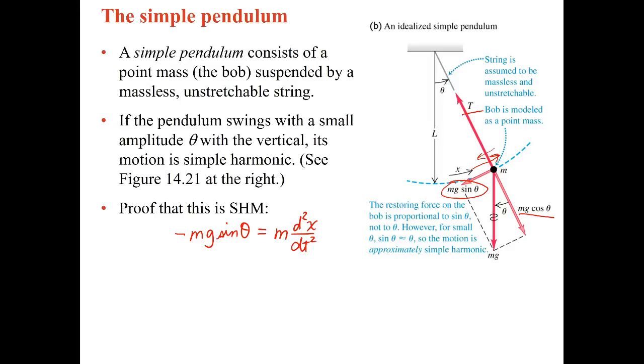And one thing we're going to say is that when theta is less than or equal to about 15 degrees, we can approximate that the sine of theta is approximately equal to the angle itself. And you're actually going to be very close. It's called the small angle approximation. And you're going to be off by less than a few percent until you get up to about 10 or 15 degrees. So that means that sine theta turns into theta. So negative mg theta equals m d squared x dt squared.